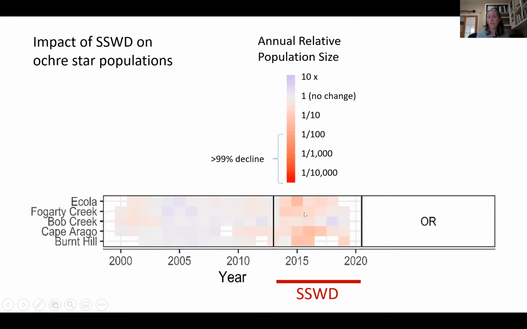We're starting to see some of these sites come back to pre-disease levels in terms of sea star numbers. This is Bob Creek, just south of Newport, and this site in particular has had a lot of recruitment and a lot of recovery. So in general, I'd say the Oregon coast is looking pretty good for sea stars.